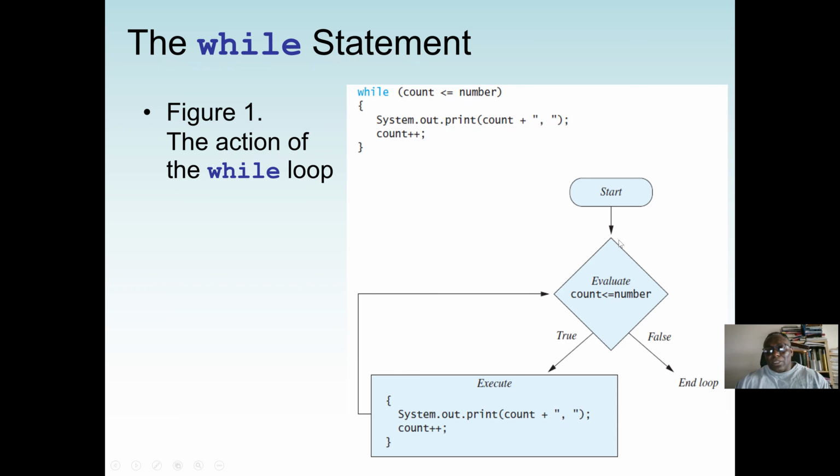And this is the flowchart, the diagram. So we start and check a condition. Is the condition true? If it's true, print the count, increment the count by 1. Then check, is the count less than or equal to the number? If it's true, we print. And check again. If it's true, we print. Increment, we check again. If it's false, then we end the loop, or exit from the loop.